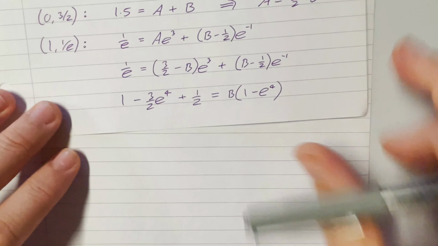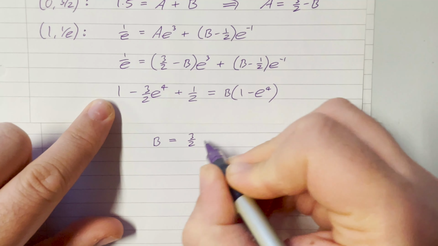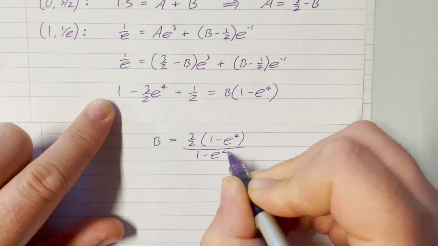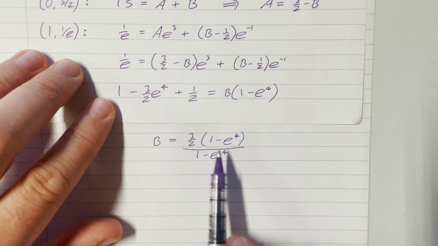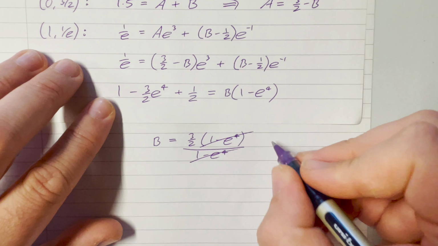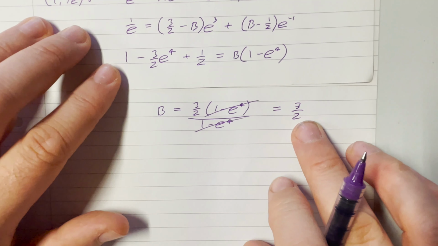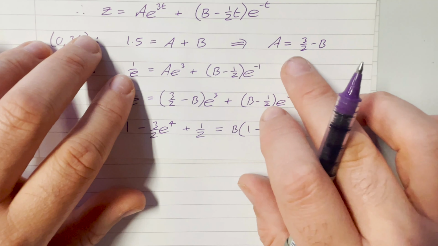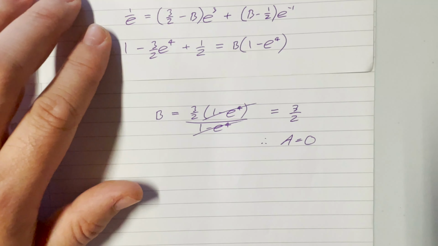So that tells me that b is going to be 3/2 into 1 minus e to the 4 divided by 1 minus e to the 4. Okay, so 3/2 is 1 plus 1/2 is 3/2 minus the 3/2 e to the 4, so that factorises out, and that actually cancels with this. So those two disappear, and I'm left with 3/2. And now I've got b is 3/2, I can go back up to this equation up the top here to say that a is 3/2 minus 3/2, so therefore a is 0.